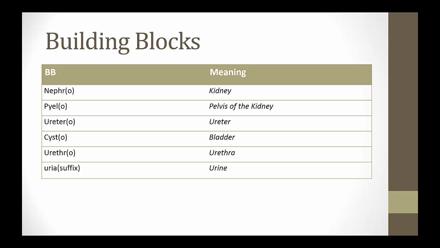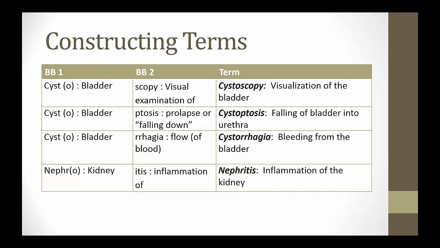The word cysto means bladder. The word urethro pertains to the urethra. And finally, the suffix uria pertains to urine. Now it's time to construct some terms using our building blocks.